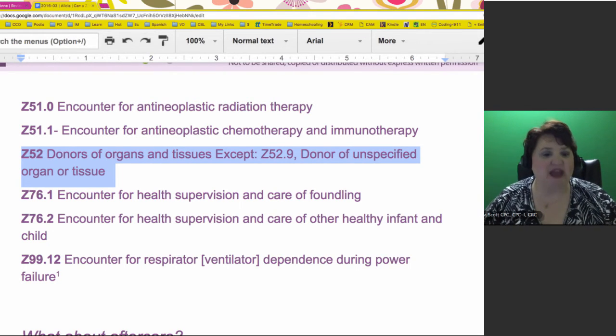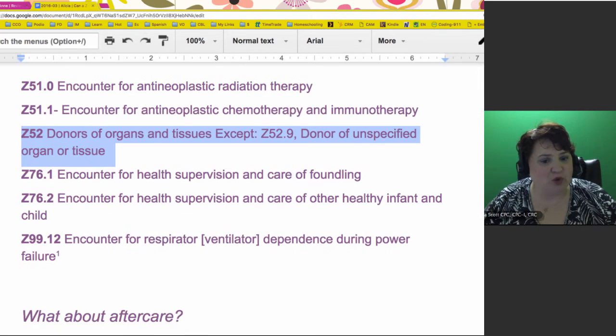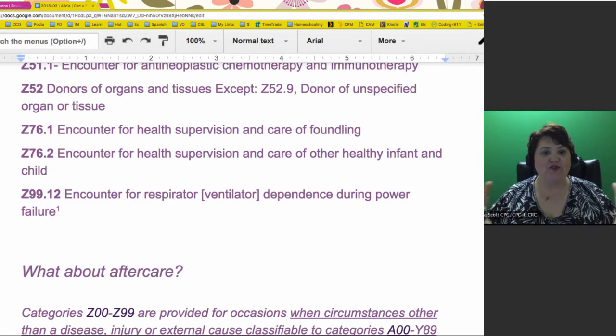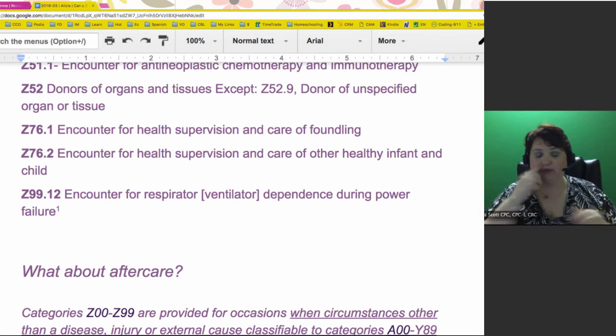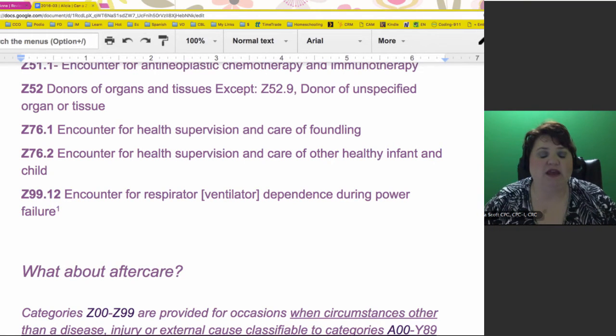Then we get down to the last one, Z99.12, encounter for respiratory or ventilator dependence during power failure. So they've got everything, right? Anything that you can think of could possibly be in there. And again, I found these off of Find a Code when I looked up the Z codes, and then you're able to go back and look at a list of them in order.